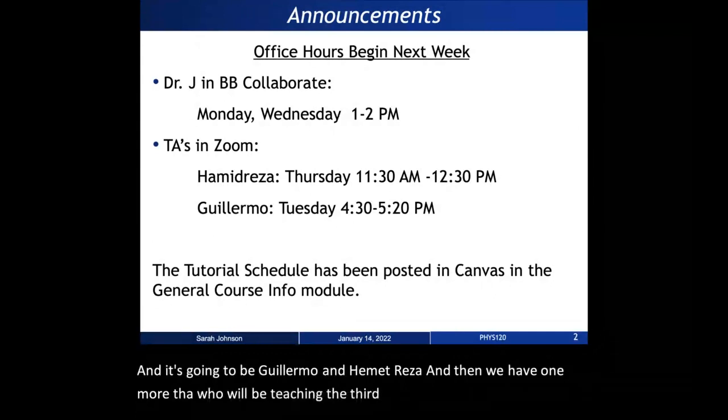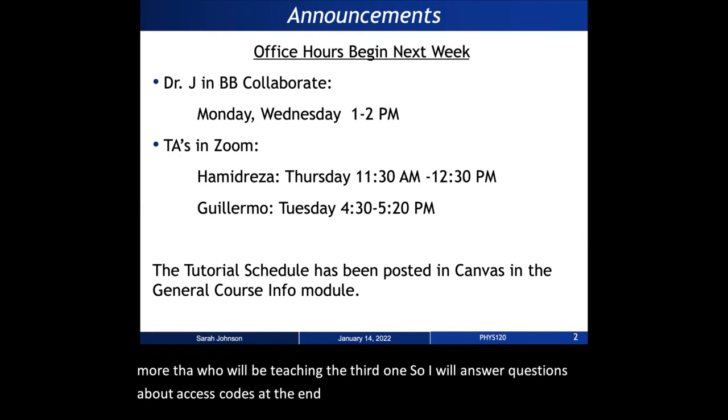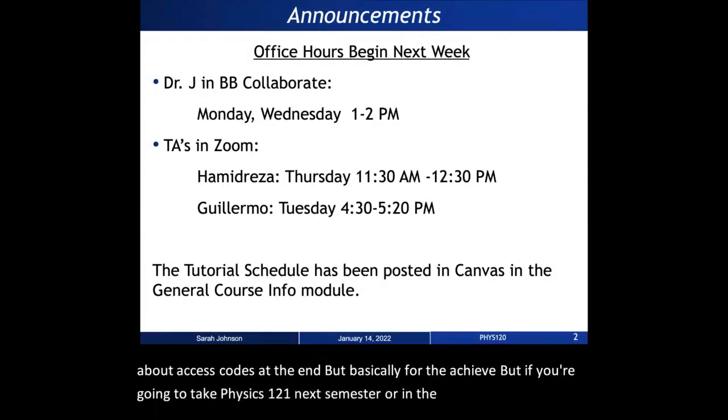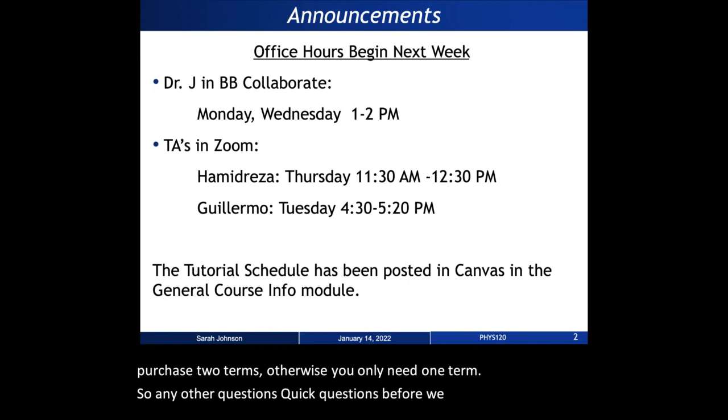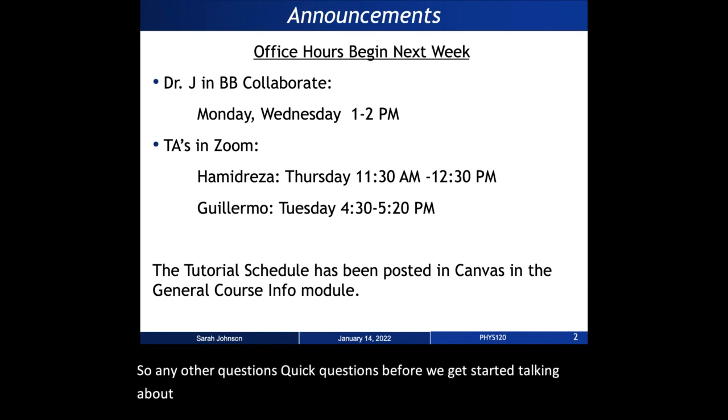I will answer questions about access codes at the end, but basically for Achieve, if you're going to take Physics 121 next semester or in the fall, you should purchase 2 terms. Otherwise, you only need 1 term. Any other quick questions before we get started talking about physics?